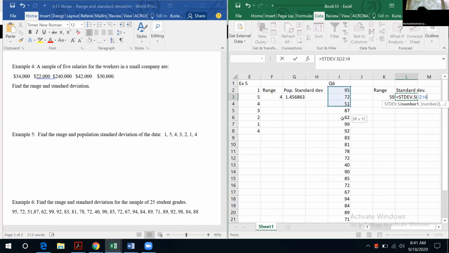So the great thing about Excel is that it moves quickly, like you can calculate everything. The bad thing is that you have to make sure that your data is correct, because just changing one number changes your standard deviation. So just be careful on that.